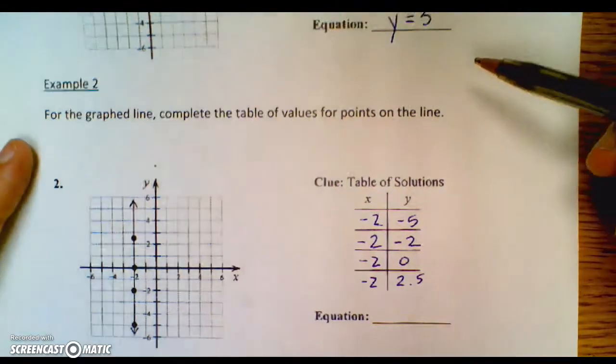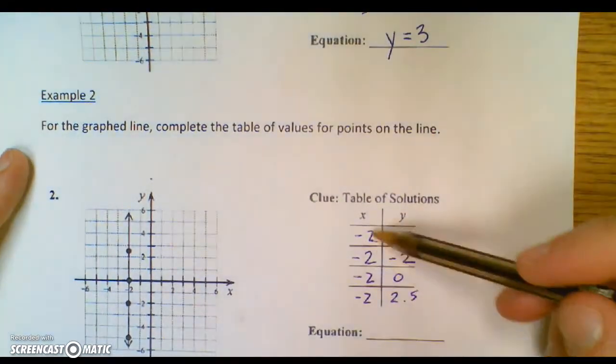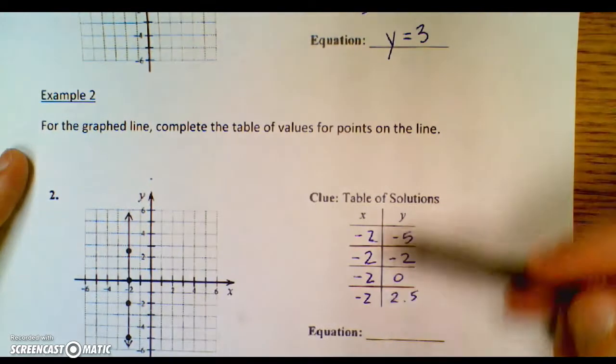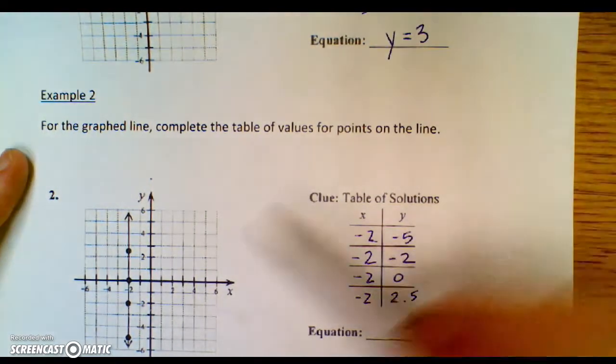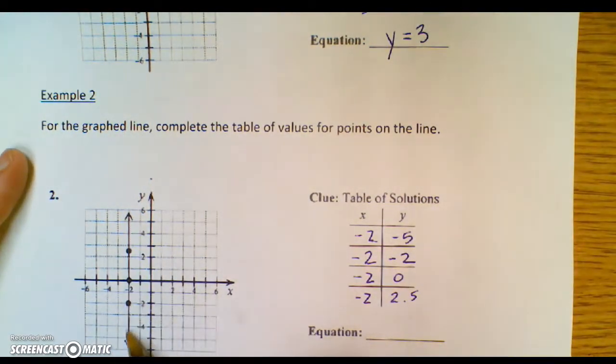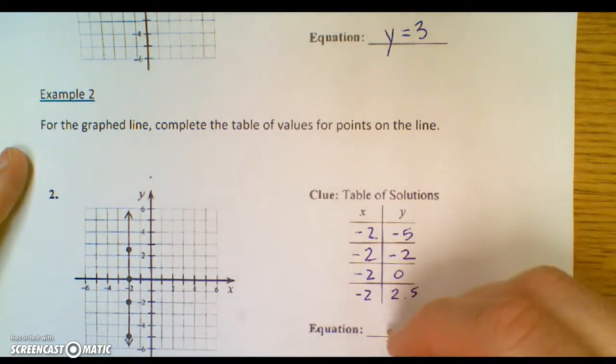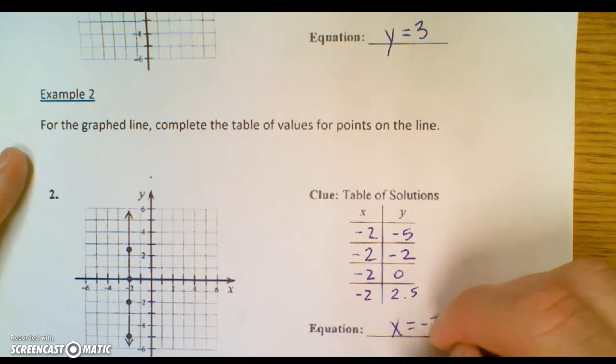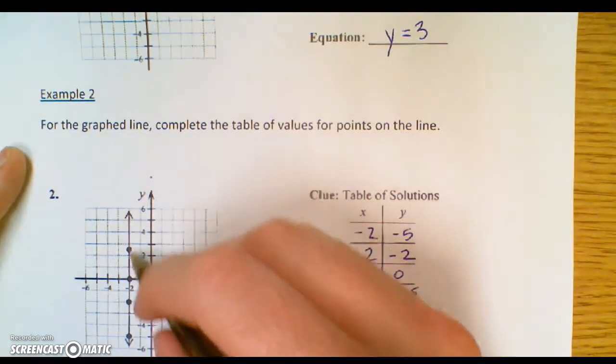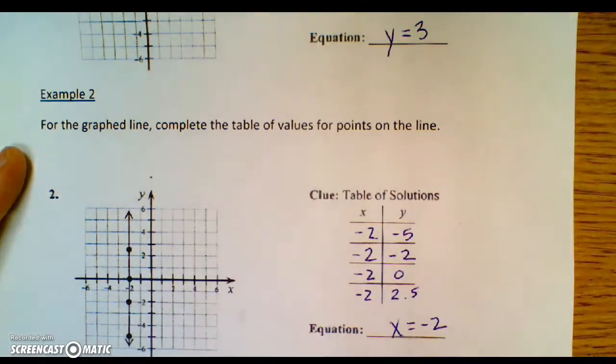Just like above, whatever I put in for x is going to be the same each time. It's always -2. So my y values are changing, but my x values are staying the same. So in this one, I just say x equals -2. Anytime you have a vertical line going up and down, you just say x equals whatever that value is.